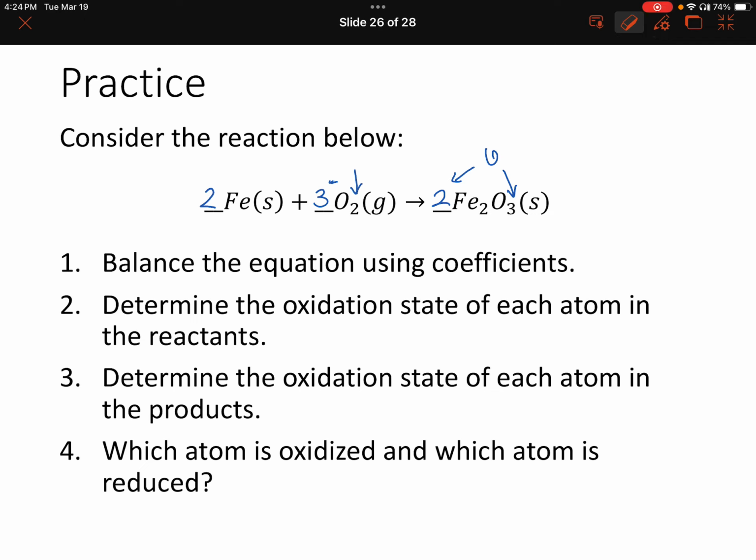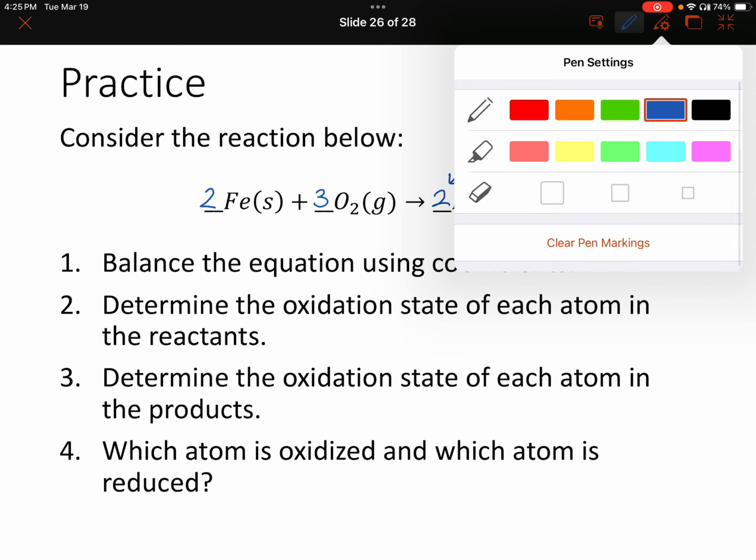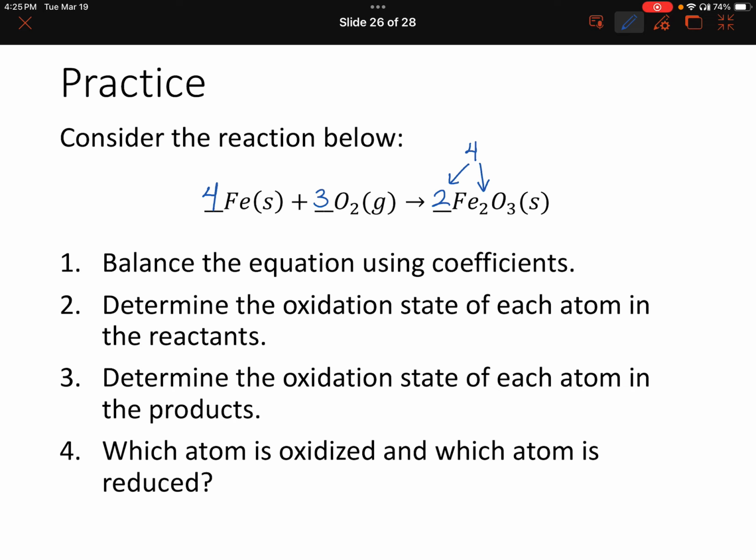Perfect. However, when we put that 2 in front of the product, we actually increased the amount of iron. So now we have 2 times 2, 4 iron atoms on the right. So I'm just going to go back and adjust my original number of iron atoms to 4. That way everything should be balanced. So the ratio is 4 to 3 to 2. So when you're balancing reactions, remember you can always go back and forth and adjust things as needed. I usually have to do that as well.